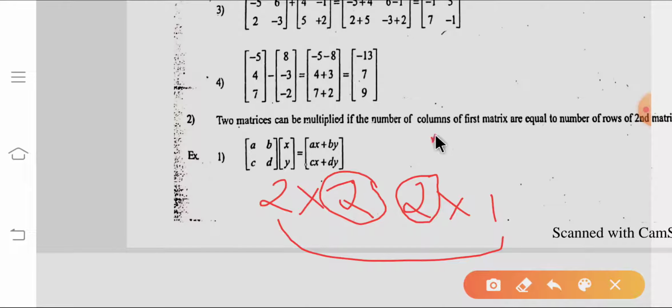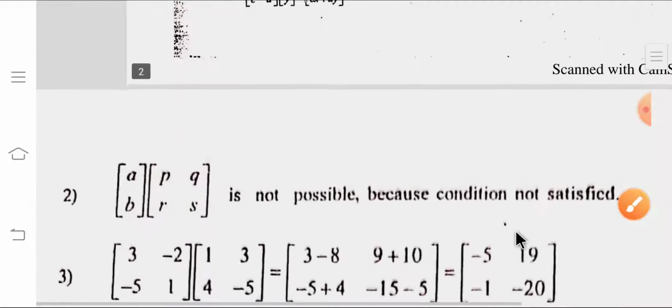Suppose M cross N is a matrix and one more matrix is N cross P, then the product matrix is M cross P, that is, an M by P matrix comes. Similarly, here this multiplication is not possible because this is of order 2 by 1 and this is a matrix of order 2 by 2.